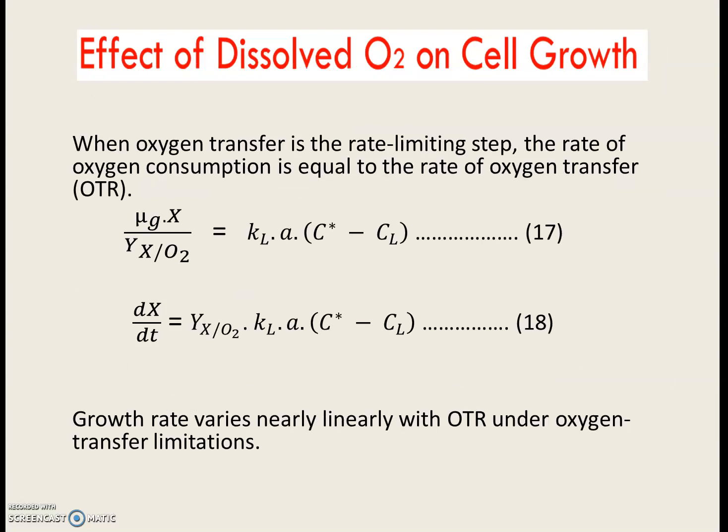When oxygen transfer is the rate limiting step, what happens? The rate of oxygen consumption will be equal to the rate of oxygen transfer. It means that when oxygen transfer is limiting, the rate of oxygen consumption, the uptake OUR, will be equivalent to OTR. So the growth rate varies nearly linearly with OTR under oxygen transfer limitation.